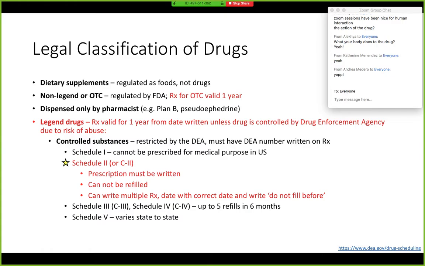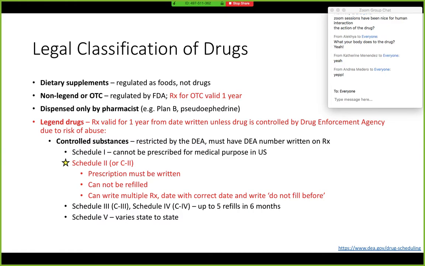So controlled substances are scheduled by the DEA, and we have schedules 1 through 5, and they're classified based upon their risk for dependency and abuse. And that starts with Schedule 2. So Schedule 1, she mentioned in class, would be like marijuana. It cannot be prescribed for medical purposes in the US. But starting with Schedule 2, you're talking about drugs that have the highest risk for dependency and abuse. So something like an opiate, that would be a Schedule 2 drug.